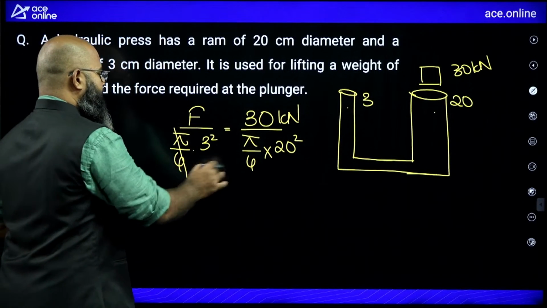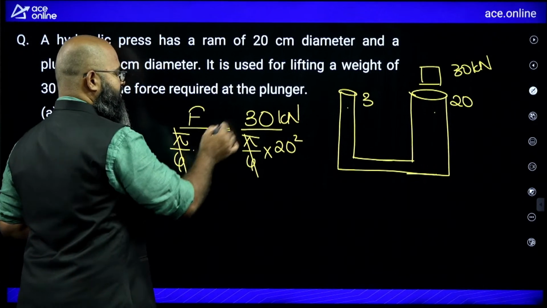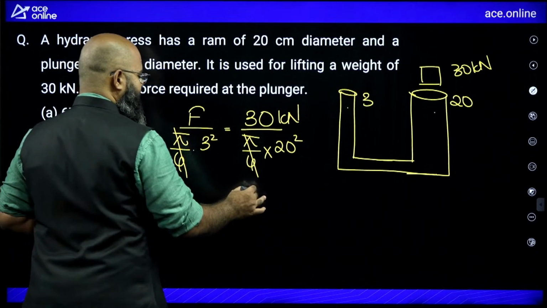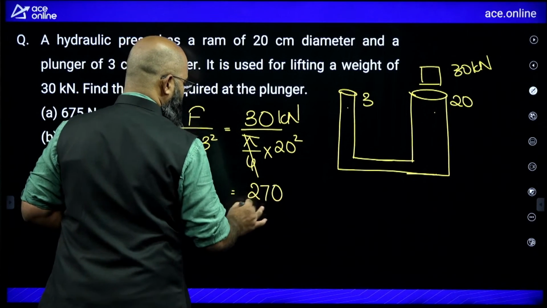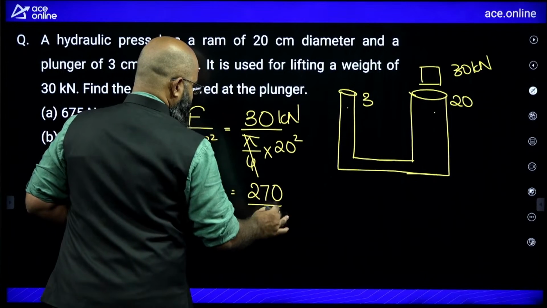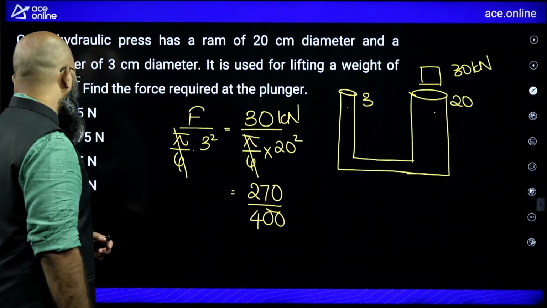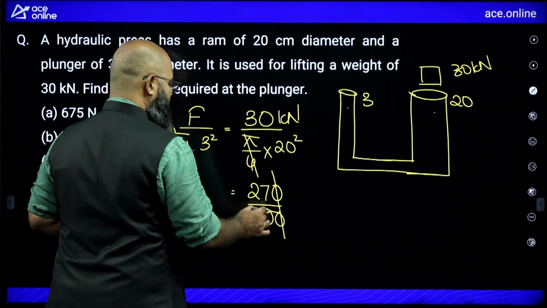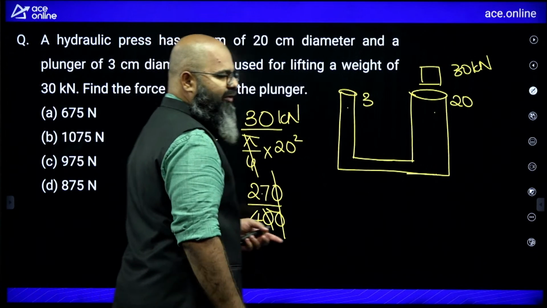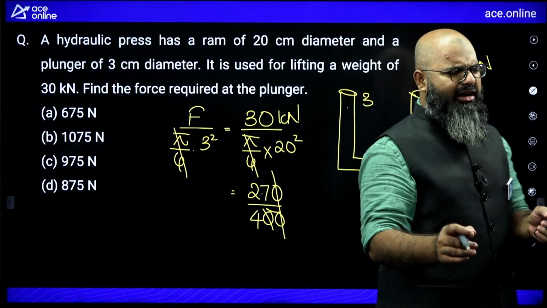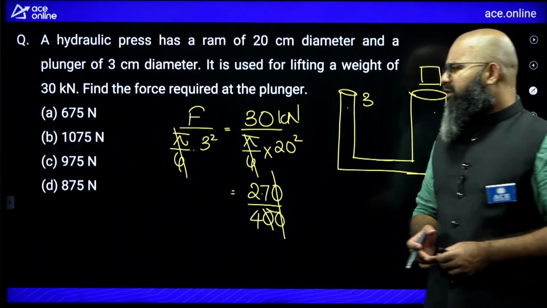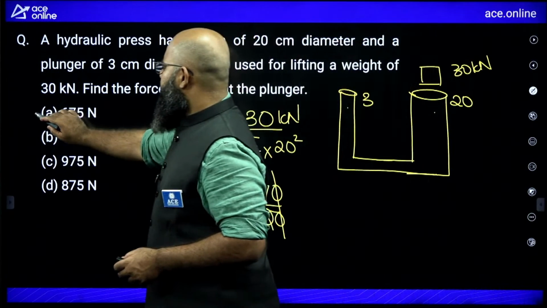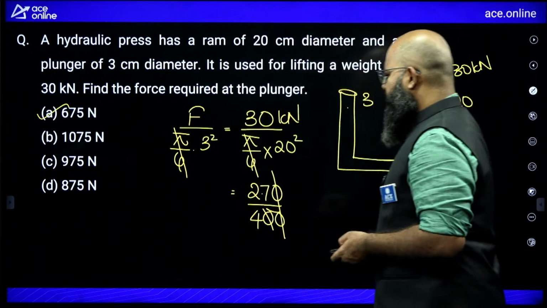Pi by 4 cancels off over here. 3 square becomes 9. 9 times 30 is equal to 270 divided by 400. Now 270 divided by 400 will be equal to how much? 2.7 divided by 4. 2.7 divided by 4 will be slightly less than 0.7 kilonewton. So 675 Newton is a perfect answer over here. I hope it is clear to all of you.